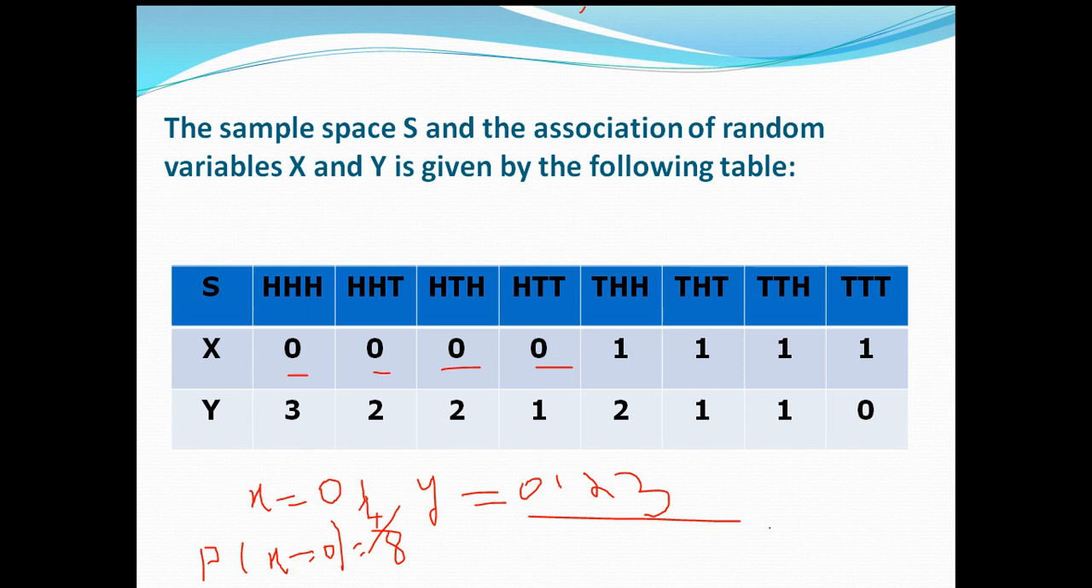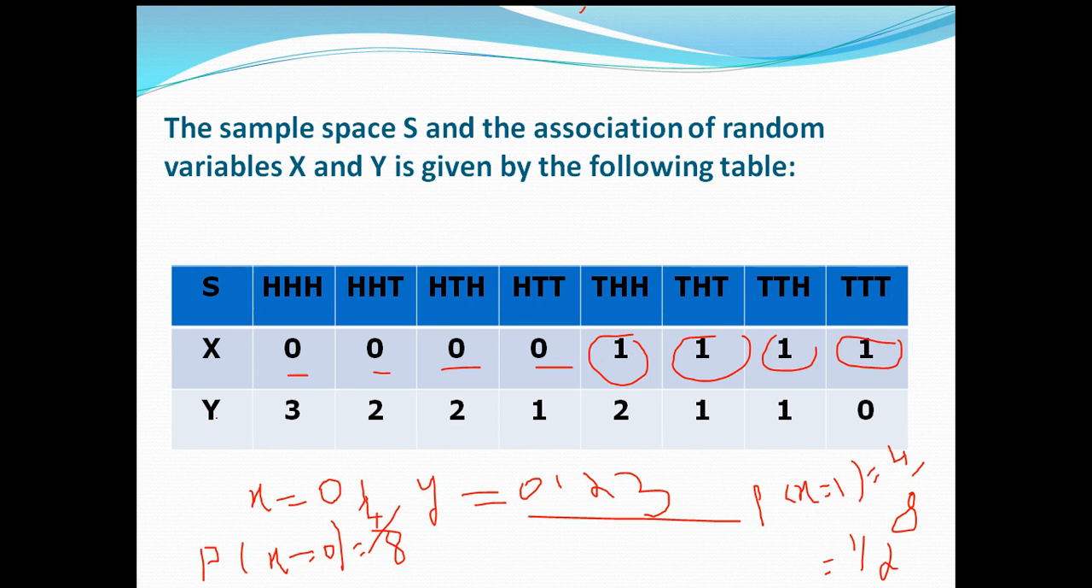Now similarly, for the x distribution we have to take the probability of x equal to 1, where x takes the value 1. So here this is one value, 1, 2, 3, and 4. So x takes 4 values. So the probability that x takes 1 is equal to 4 by the total outcomes 8, so that is equal to 1 by 2. So this is the probability distribution for x.